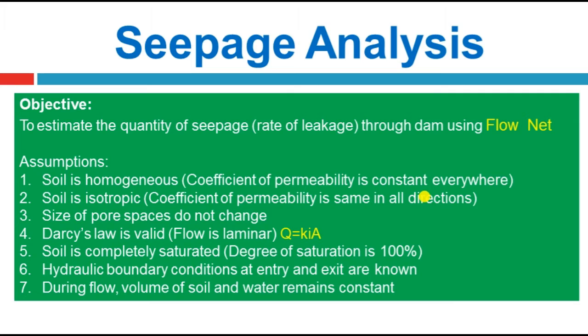Darcy's law is valid, meaning flow is laminar, Q is equal to KIA. Soil is completely saturated, meaning the degree of saturation is 100%. That case may be possible because the upstream side flow quantity of water may be large, and we can estimate that this condition is practically possible. Hydraulic boundary conditions at entry and exit are known. During flow, the volume of soil and water remains constant.